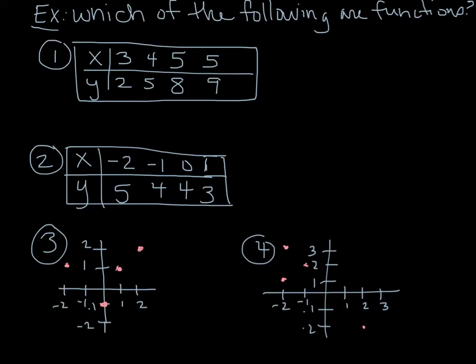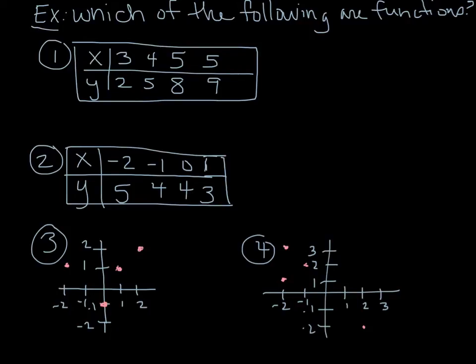So let's do some examples. I'm going to ask you which of the following are functions. And actually, I'm going to add something to the directions. If something is a function, we're going to find the domain and the range. Remember, once again, a function has exactly one output for every input, exactly one y value for every x value. In this case, we have three possible x values. We have 3, 4, and 5 for number 1.